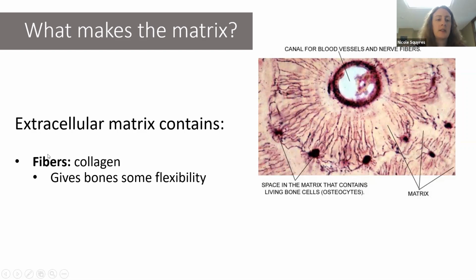Component one is fibers, okay? And specifically in bone, these are collagen fibers. Remember, collagen is made up of protein, right? So it's protein collagen fibers. And these fibers give bones a little bit of flexibility. We don't think of our bones as being very flexible, but they actually, in a living person, your bones can bend just a little bit. Not a lot, obviously, but a little bit of flexibility actually is very important to keep our bones from being too brittle. If our bones were really brittle, they would shatter easily. And so to prevent that, we need to have a little bit of flexibility, and that comes from the collagen fibers in the matrix.